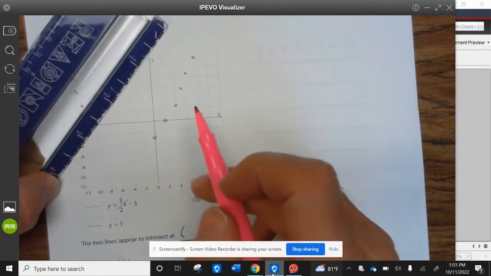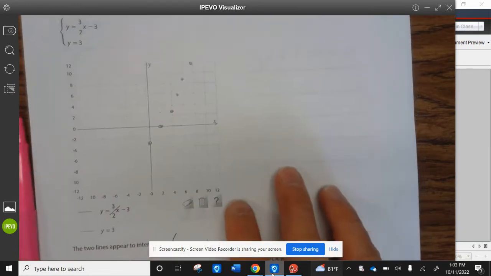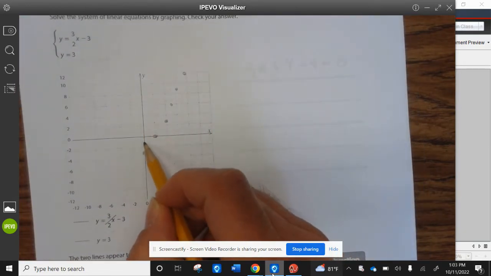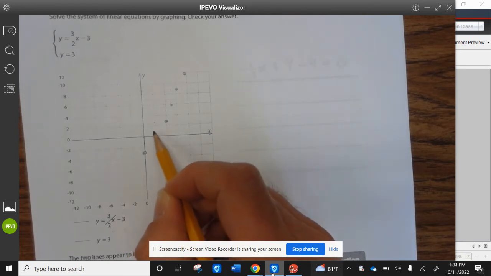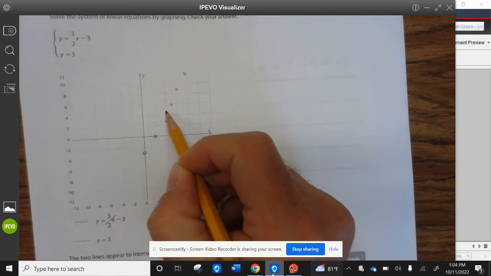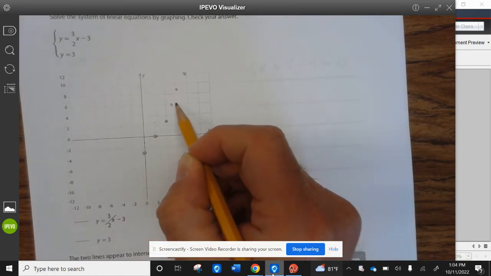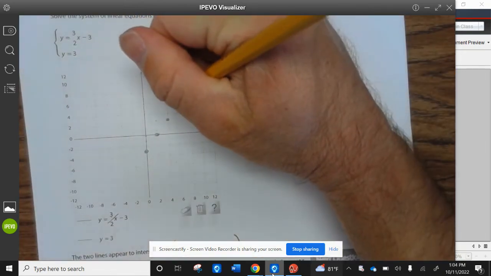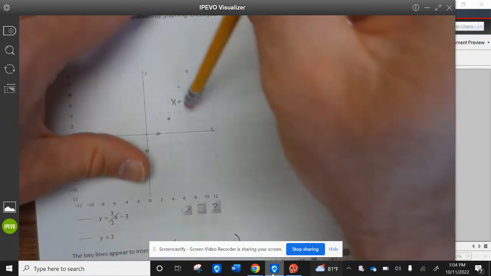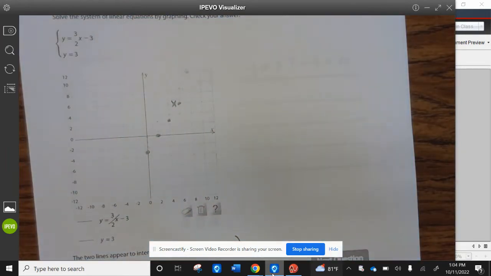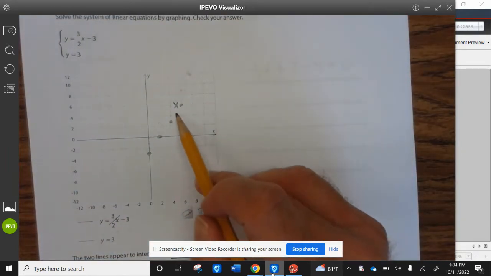All right. Now that point right there looks off. So let's double check to make sure we did this correct. So we go up 1, 2, 3 to the right 2. Up 1, 2, 3 to the right 2. Up 1, 2, 3 to the right 2. Aha. So that point right there is wrong. So I'm just going to put an X on that point and correct it.